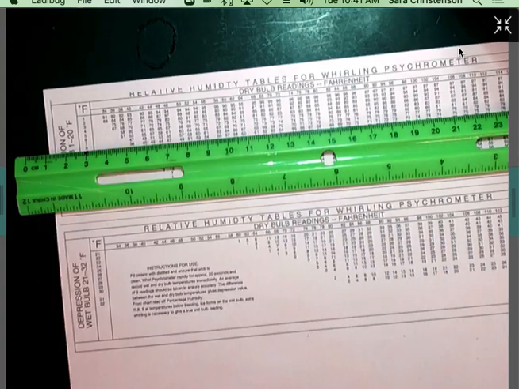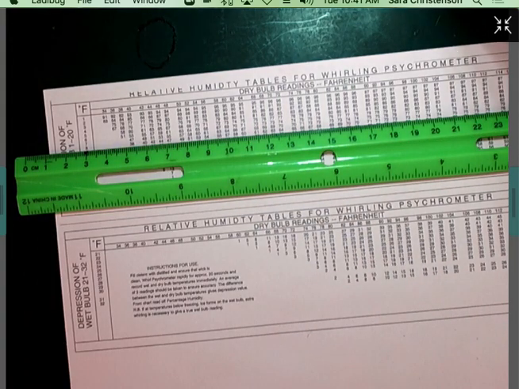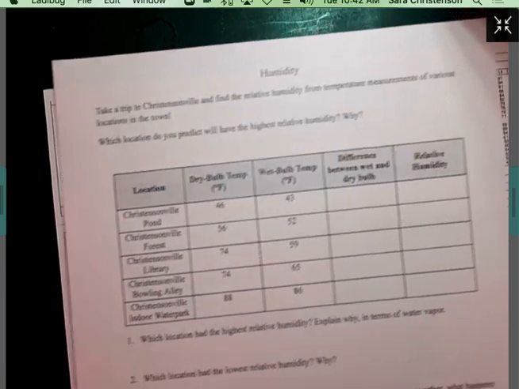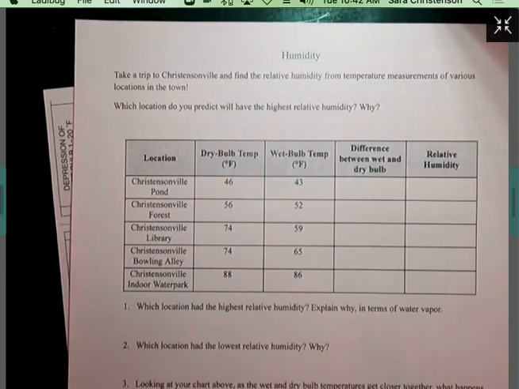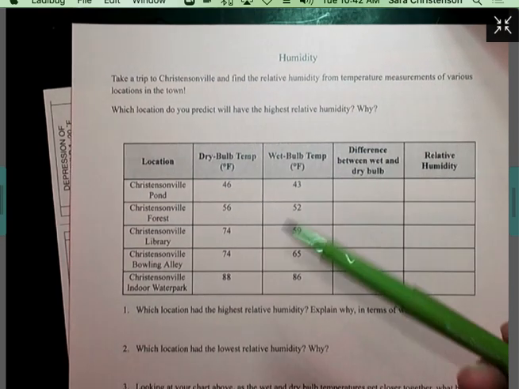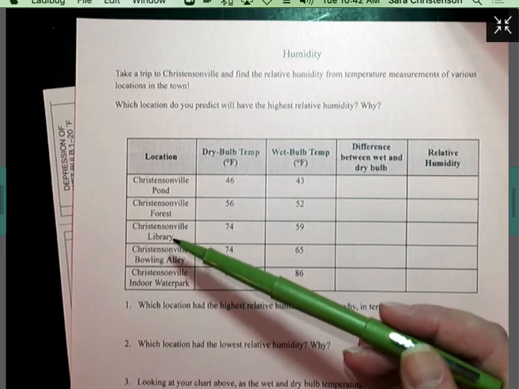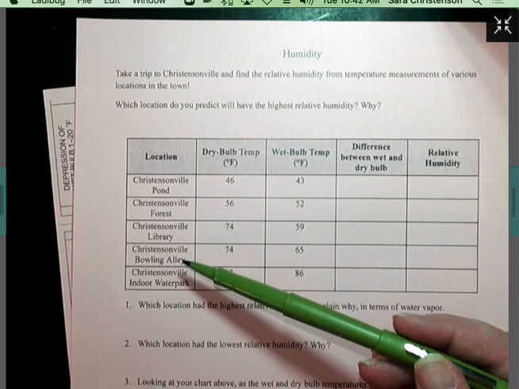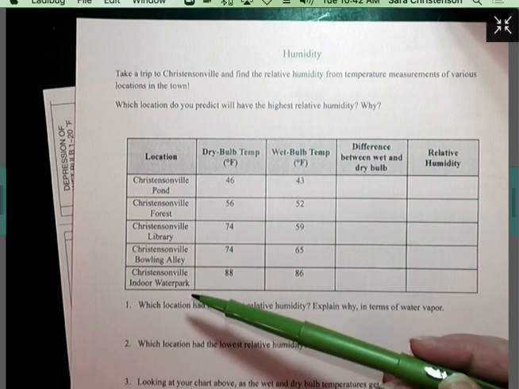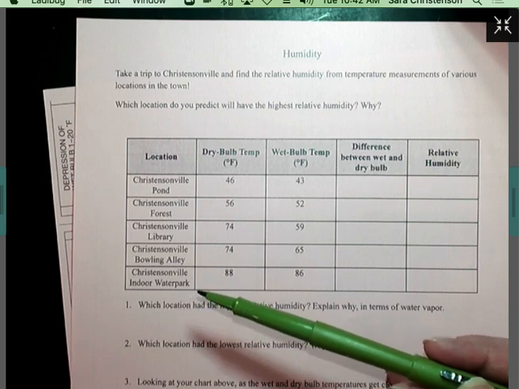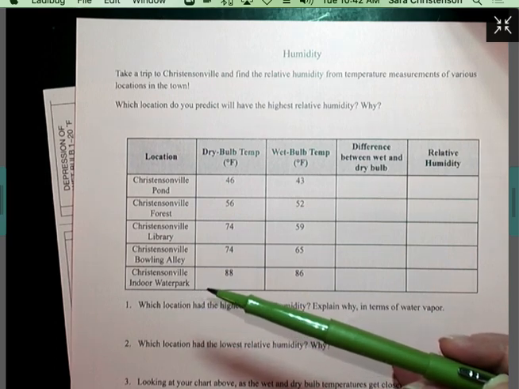Okay, so then your task for the remainder of this 8 minutes. On the other side of your notes page, you are going to take a trip to Christensenville. Yay! Christensenville has some different locations throughout town. I have a pond, I have a forest, I have a library, I have my own bowling alley, and I have my own indoor water park. It's a pretty sweet place, okay?